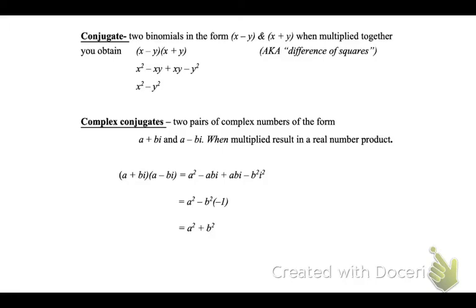So 2.4, second day. We need to talk about conjugates. We talked about them last year a little bit. It's something that people like to forget, but it's there. We have x minus y and x plus y. Isn't that also known as the difference of squares? Okay, so conjugates form the difference of squares that we can factor.